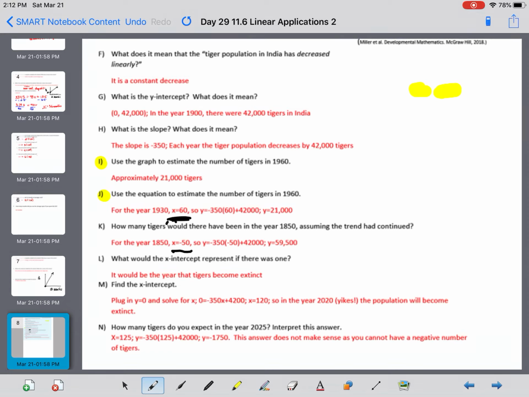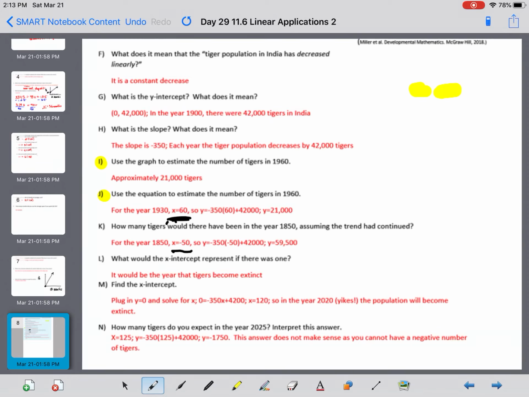The x-intercept would represent the year when the tigers would become extinct, because that means the tiger population would be 0. If you actually find the x-intercept, that puts us in the year 2020. Now, just so you know, there are some efforts in place so it's not actually following this trend, but it was at the time of the publication of this textbook.